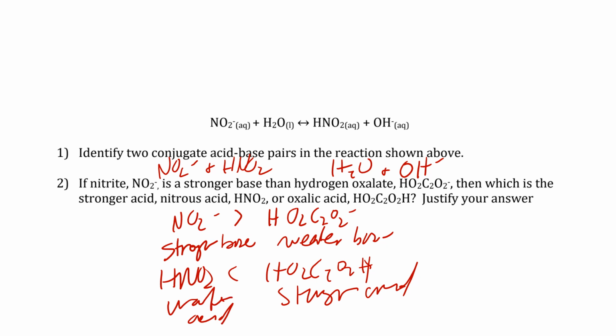So how would you justify your answer? Because weaker bases tend to be produced by stronger acids, we can conclude that oxalic acid is the stronger acid of the two. That's how you would justify it.